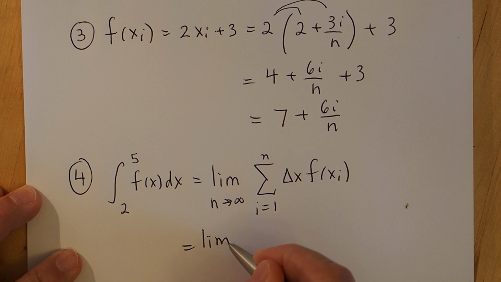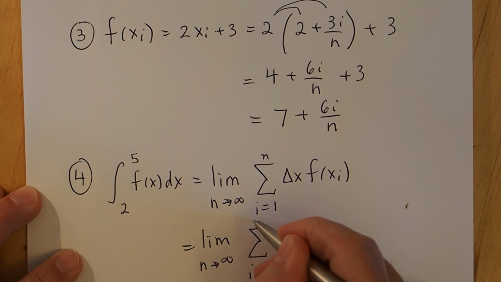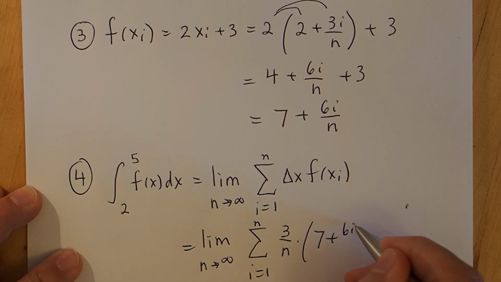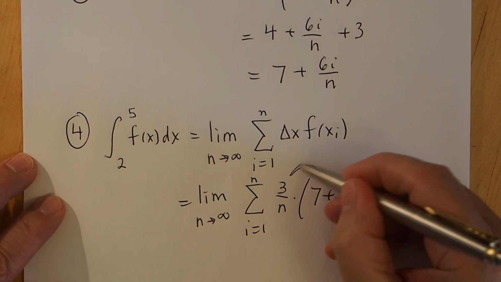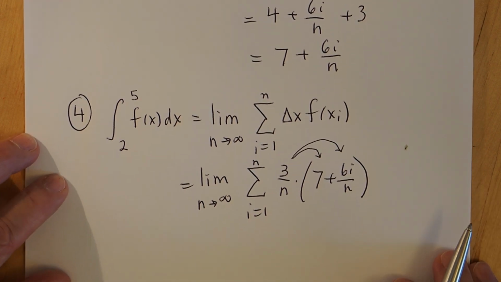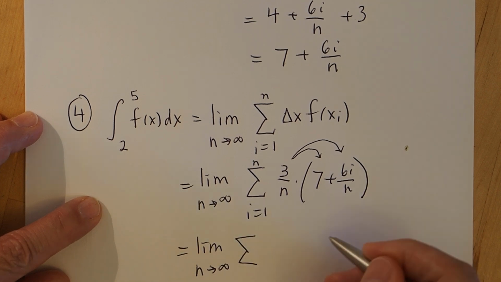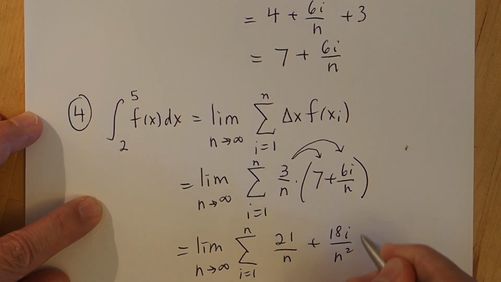This will be the limit as n approaches infinity of the sum from i equals 1 to n. Delta x from step 1 was 3 over n, and f at xi from step 3 was 7 plus 6i over n. Multiply through the brackets. You always do that at this stage. Don't leave it as a factored form. And this will be the limit as n approaches infinity of the sum from i equals 1 to n of 21 over n plus 18i over n squared.